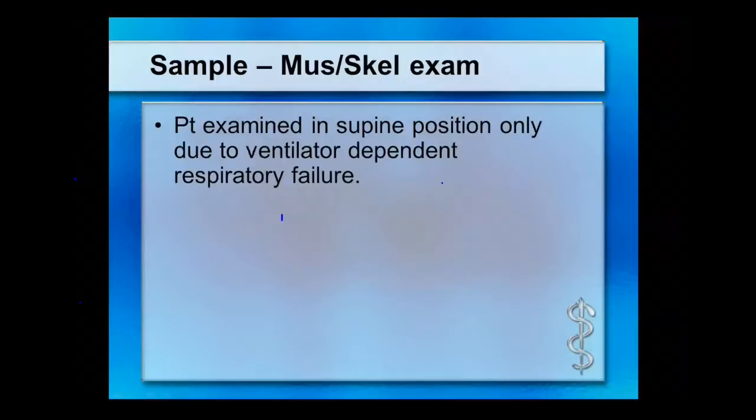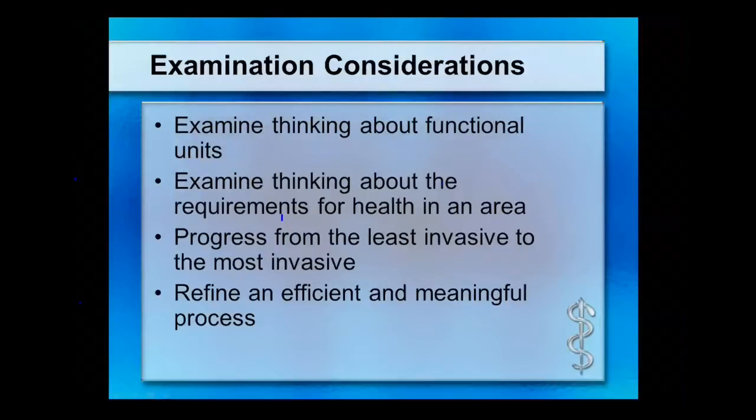All right, so again, we talk about the supine position if they're in respiratory failure and they're on a ventilator. All right, considerations. Examine, thinking about the functional units: the lungs, the diaphragm, the abdomen, the upper extremities. When we think about pneumonia, think about the requirement to return that patient to health. How do we get that diaphragm moving? How do we get those ribs moving? All those other particular areas.